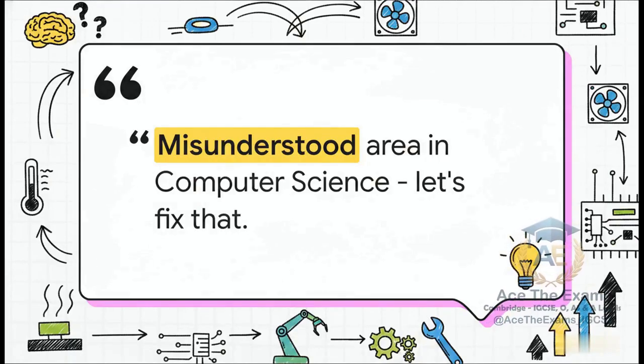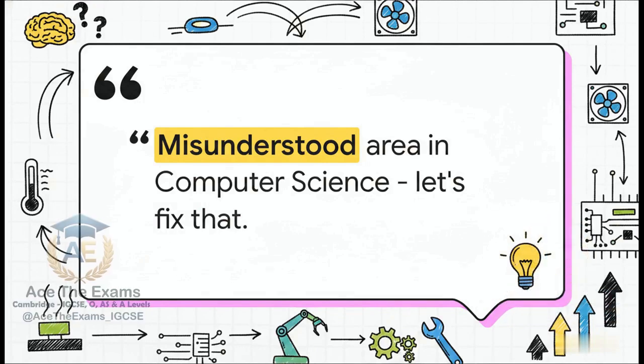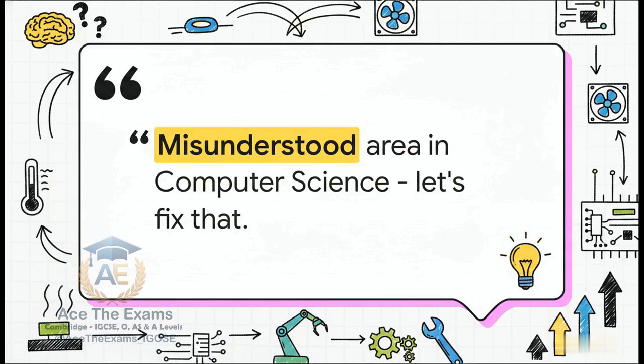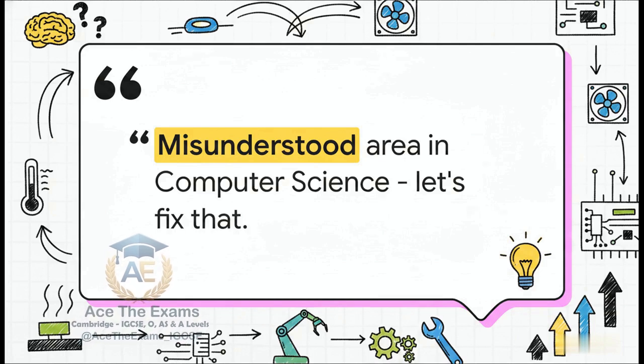Okay, let's dive into this with a direct quote from the people actually grading your papers. Senior examiners consistently report that monitoring and control systems, specifically the area covering sensors and actuators, is one of the most fundamentally misunderstood areas in the entire computer science curriculum. No joke. So why is that? Why do so many smart students lose easy marks here?